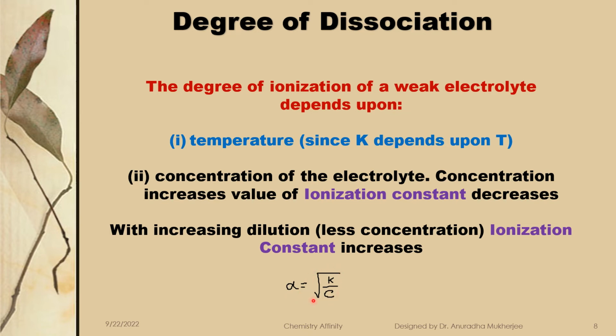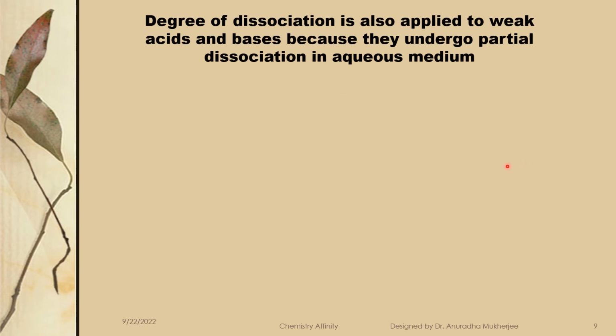We can also explain it with the concept of dilution. When we increase dilution, that means concentration is reducing, and the degree of ionization is increasing. The concept of degree of dissociation can also be applied to weak acids and bases.